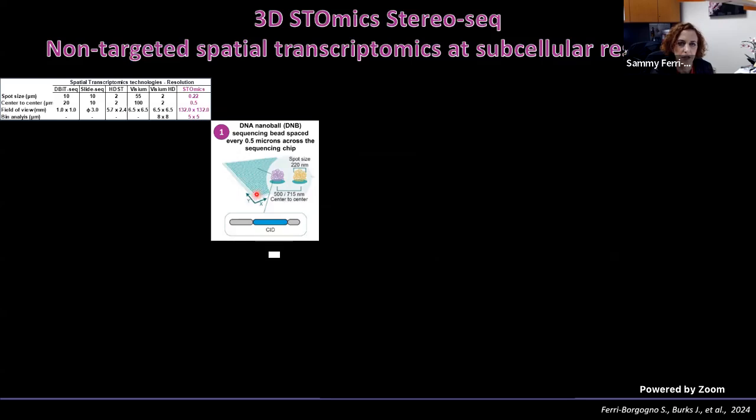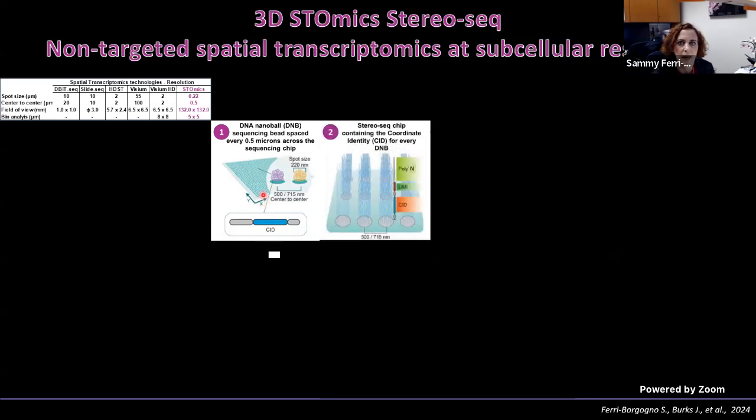Briefly, this technology utilizes DNA nanoballs that are beads spotted on a chip, and as I mentioned, they are spotted every 0.5 microns across the whole sequencing chip. The Stereo-seq chips also contain a tail on top of the DNA nanoballs that contains a coordinate identity, or CID, for every nanoball. And at the end, the tail contains a poly-N for RNA capture.